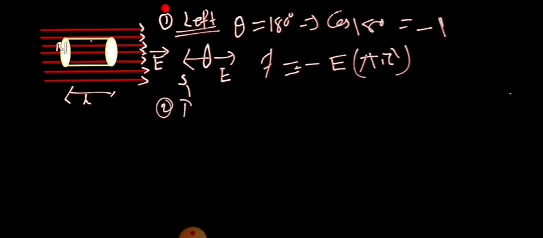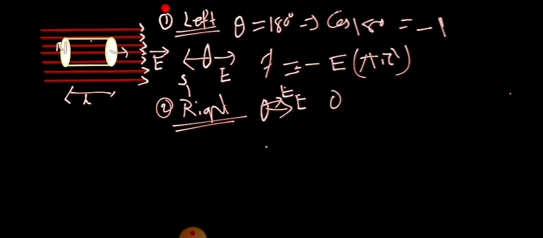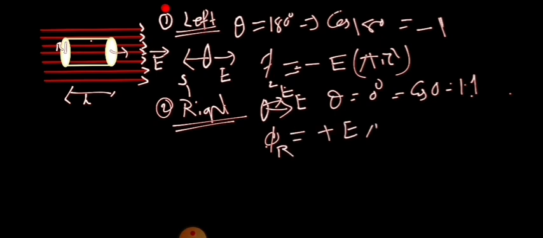Similarly for the right face, the flat surface: the electric field is like this and the area vector is like this also, the same direction, the outward normal. So theta is equal to 0 degrees and cos 0 is equal to plus 1. So the flux through the right face is equal to plus E into πr².